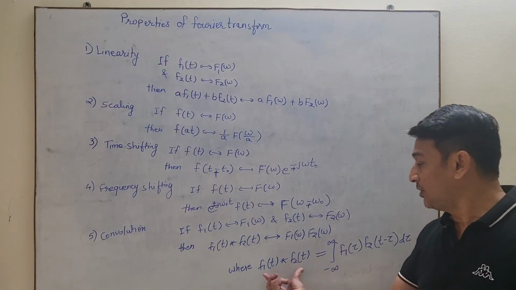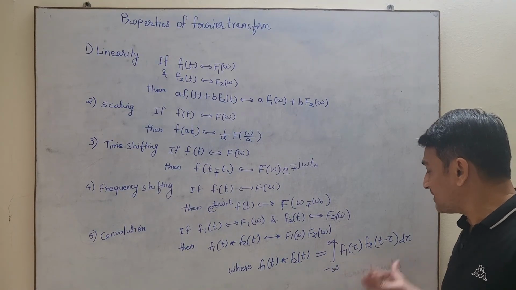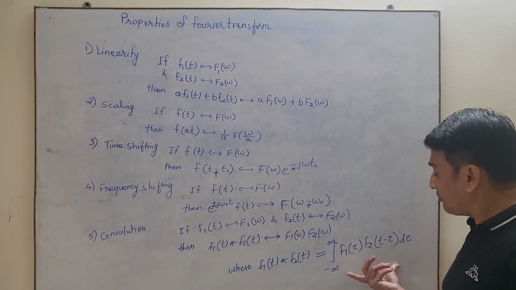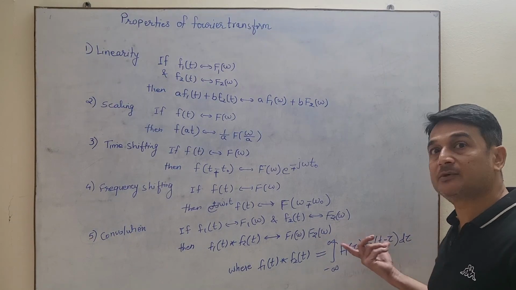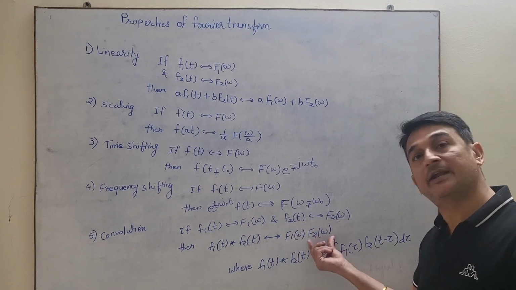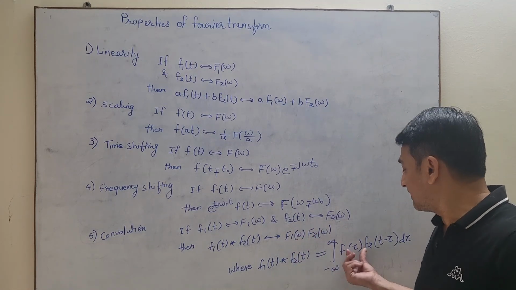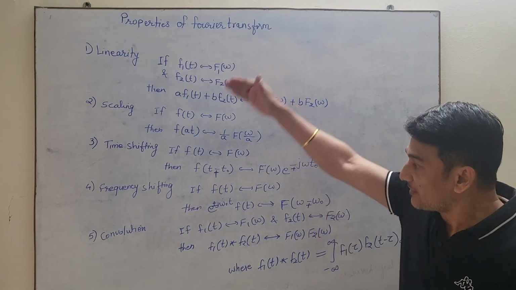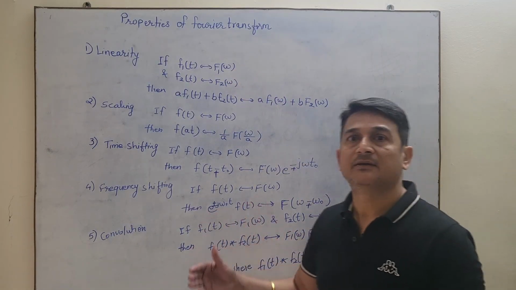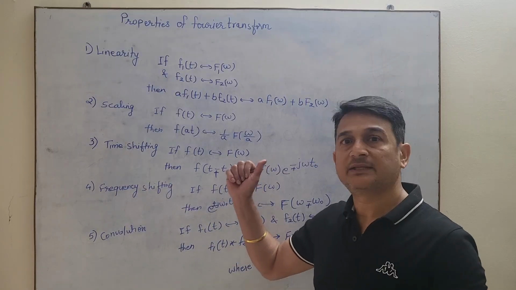So first you calculate the convolution with the help of this formula, and then you calculate the Fourier transform of this. Once you calculate the Fourier transform of this, you will get F1(omega) into F2(omega). That means their respective Fourier transforms are simply multiplied. So all these properties are understood, I think.